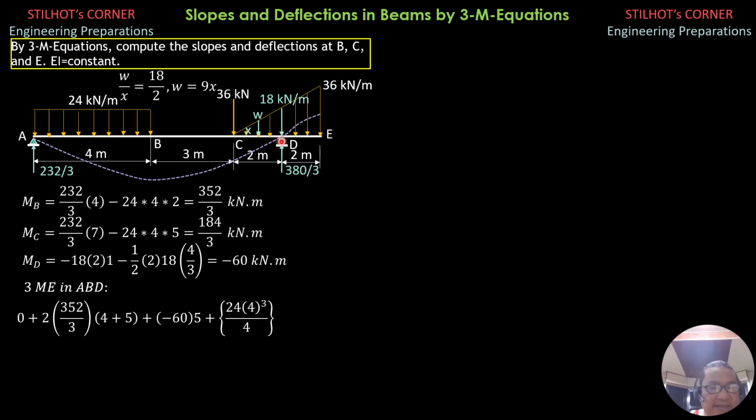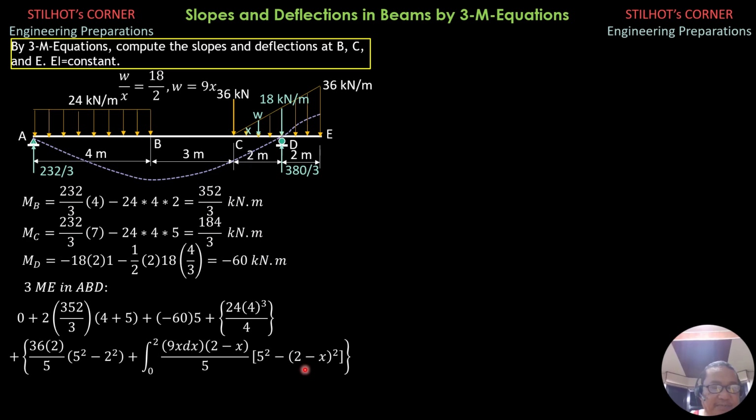Then quantity, by the way, this distance is 2 minus X. Then quantity L squared, 5 squared, minus quantity 2 minus X squared. Then limits of that integral would be from 0 to 2. So plus 36 times 2 over 5, quantity 5 squared minus 2 squared, plus integral 0 to 2 of 9x dx, 2 minus x over 5, quantity 5 squared minus quantity 2 minus x squared.